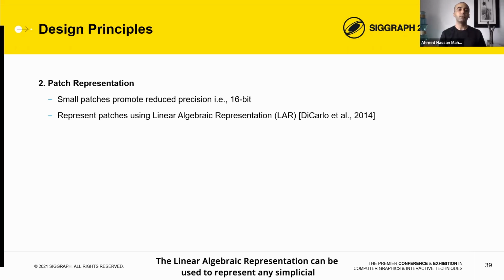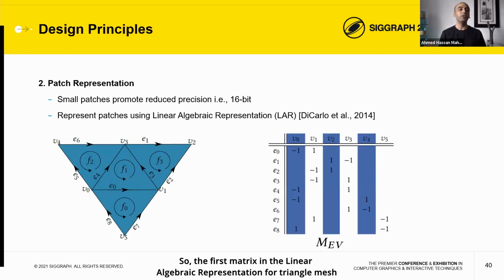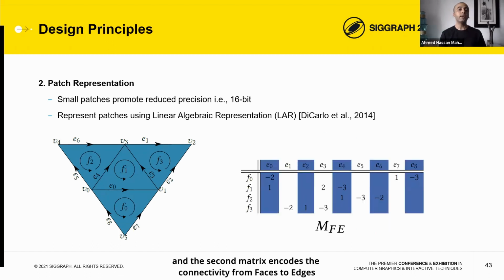The linear algebraic representation can be used to represent any simplicial complex. However, we specialize and optimize it for triangle meshes, which requires storing only two very sparse matrices. We believe that the linear algebraic representation is a good fit for representing batches since it's optimized for space. In other words, it stores a minimal amount of information and relies on dynamically computing the query on the fly. So the first matrix in the linear algebraic representation for triangle mesh includes the connectivity from edges to vertices, and the second matrix includes the connectivity from faces to edges.